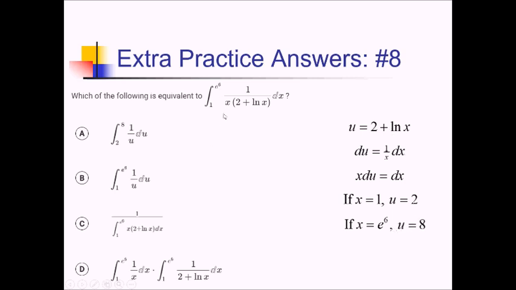So now I can rewrite this as the integral from 2 to 8, we're going to have 1 over x times u, and instead of dx, we've got x du. X's are going to cancel nicely there, so we just end up with 1 over u du, and 2 and 8 are our limits of integration. These are u values because we swapped out the x values for those. And it looks like we actually already have a match with choice A. Let's do it.